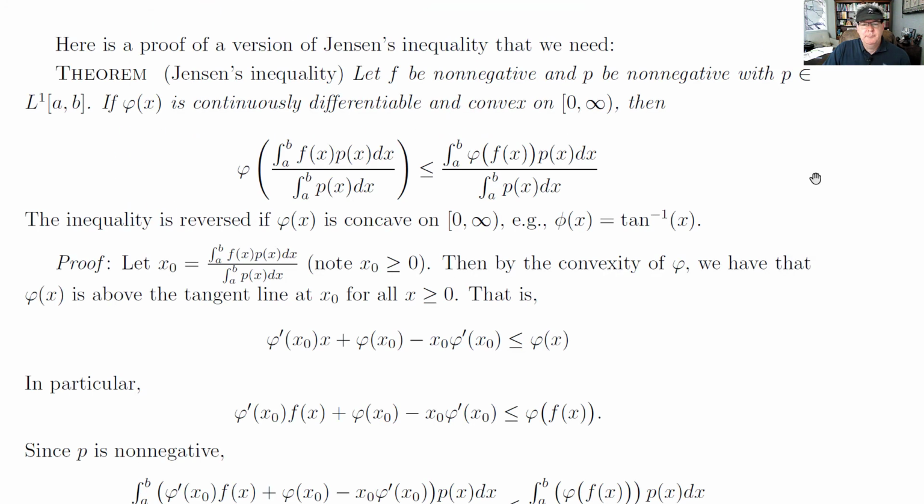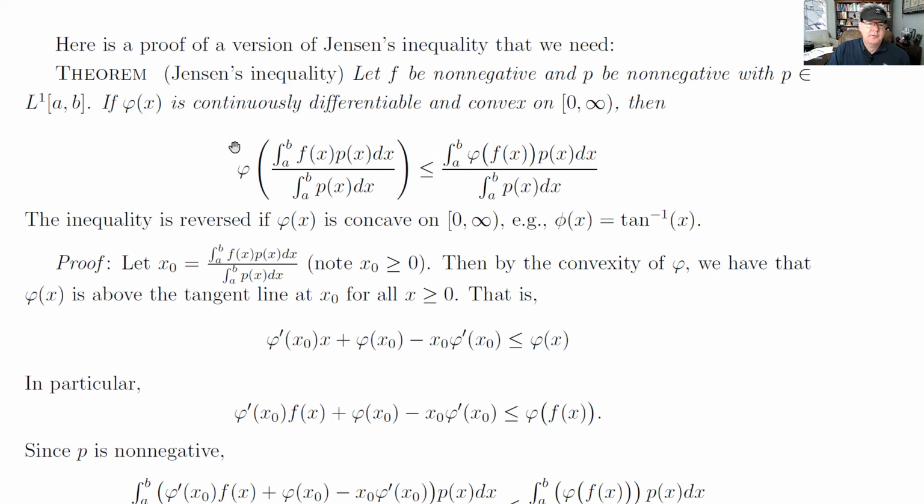As a quick mention of the proof, if we wanted to do it, it's usually stated for concave up functions or convex functions, and then the inequality goes this way. So if phi is convex, a concave up function, if you did this integral where p is non-negative, then this will be smaller than that. But the inequality is reversed for concave down functions like arctan. Arctan is concave down, so the inequality gets reversed.